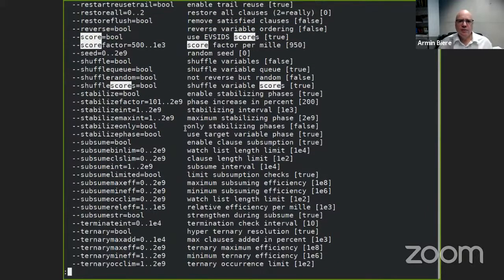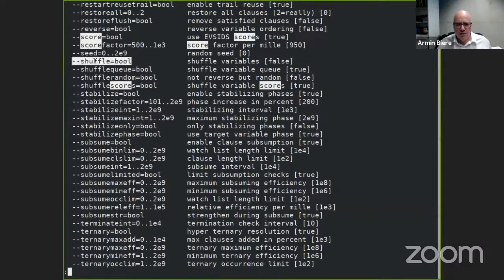Here's the score factor. This is 0.95, which I had on the slide before, right? This is just this F you saw before. But of course, 500 per mil would be 0.5, and that would be like 95%. This is like for the exponential VSIDS, the parameter. Of course, you need to know quite a bit about SAT solvers already to figure out that this thing here actually determines the decay factor.